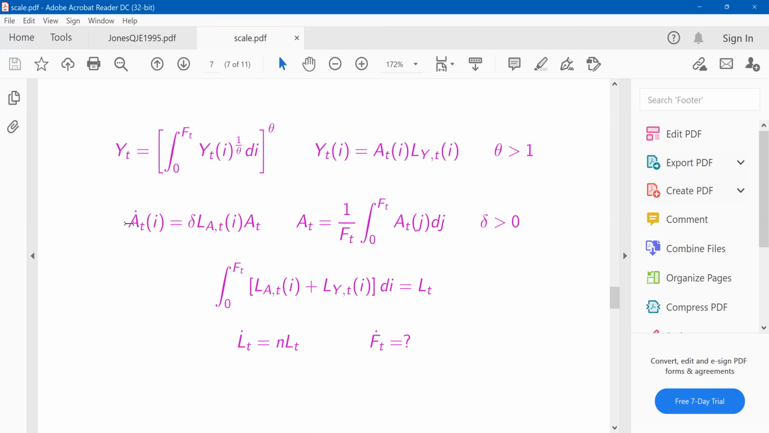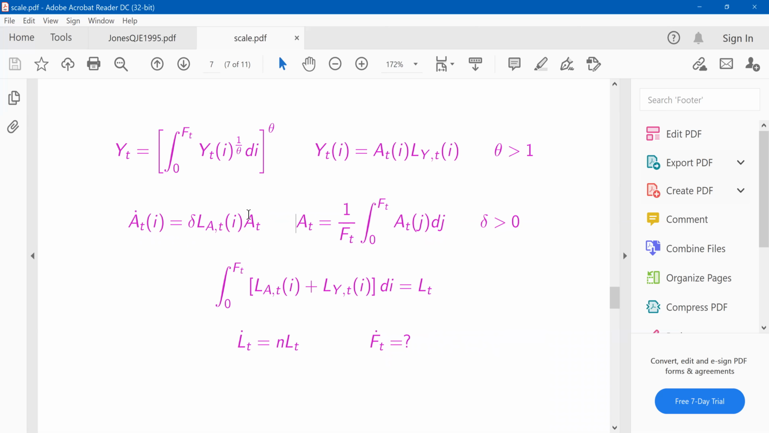Now, innovation here is at the firm level, as you see. Each firm has this productivity, and that productivity is subject to change through R&D. That's the R&D technology. As you see, R&D technology has constant returns with respect to knowledge, right? So if you double the knowledge, you double the productivity.